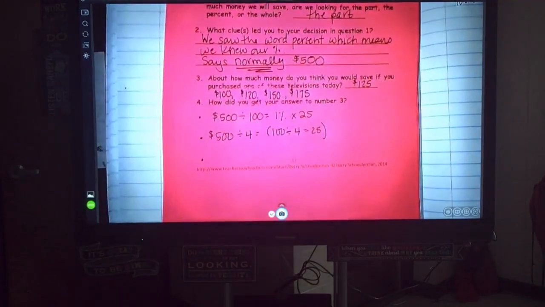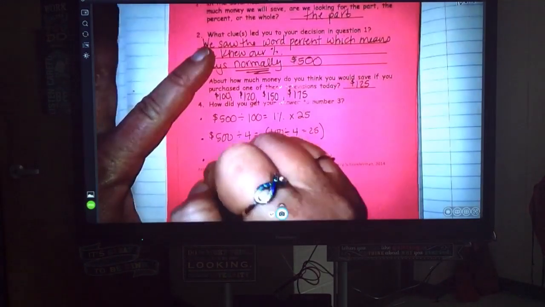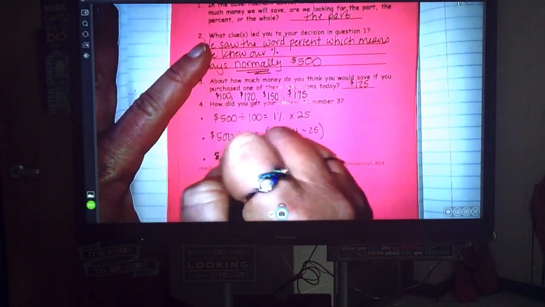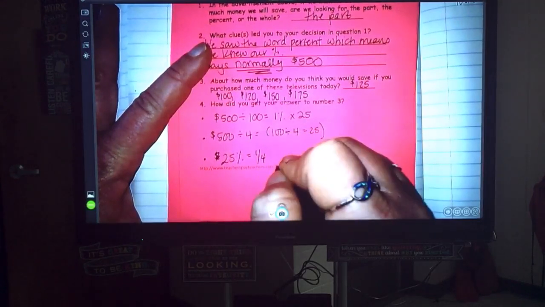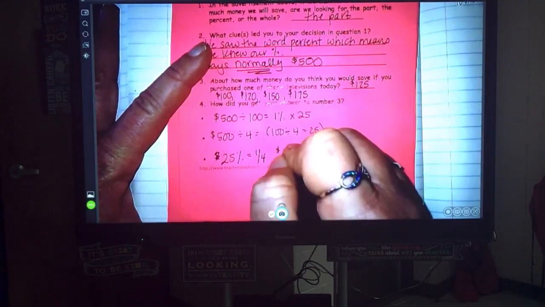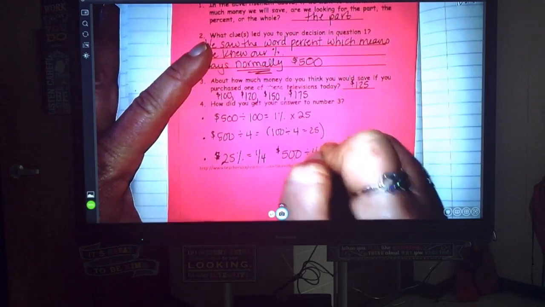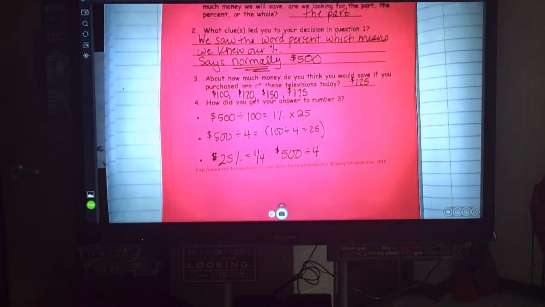I saw that 25% is equal to 1/4, so I divided 500 by 4. So you said 25% equals 1/4, and then you said what? I divided 500 by 4. Okay. If you did not use one of these strategies, that's fine. But if you used one of those strategies, great. If you didn't use any strategies, pick one of those and write it down. Make sure you have it on your phone.